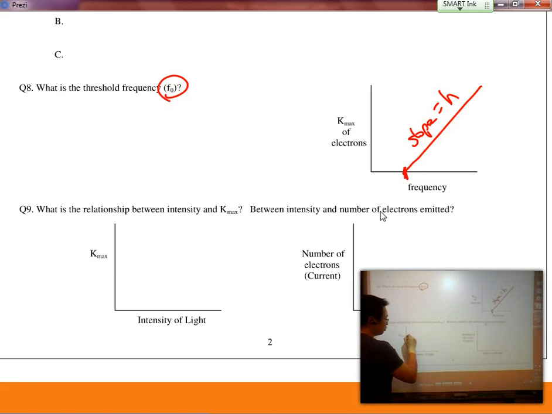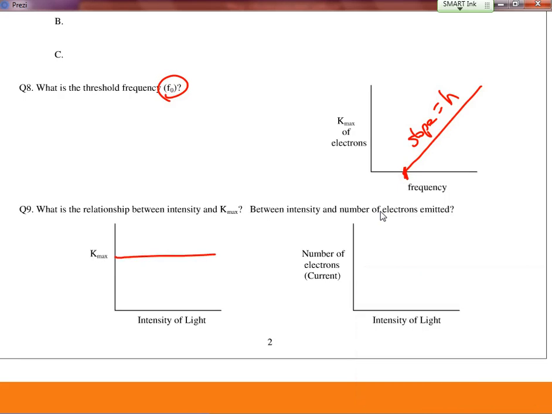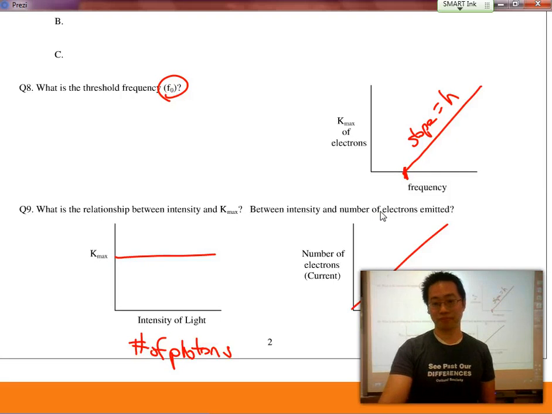There's absolutely no relationship between the intensity of light versus the maximum kinetic energy, because intensity is just the number of photons that are being shot in. And by shooting more photons, all you're really doing is knocking out more electrons. Okay? So otherwise, there's no relationship, and these graphs are important to understand.